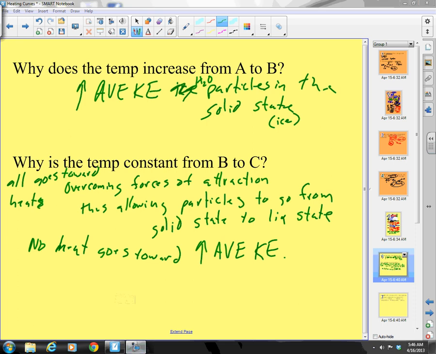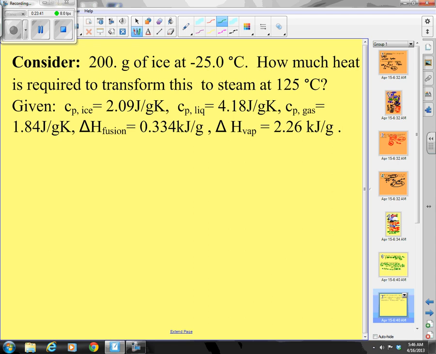Okay, I think that's probably going to be plenty for today. Next time, look at this wonderful question. We are going to figure out the total heat that is required to transform ice to steam. Egads. Okay, that'll take another 25 minutes.